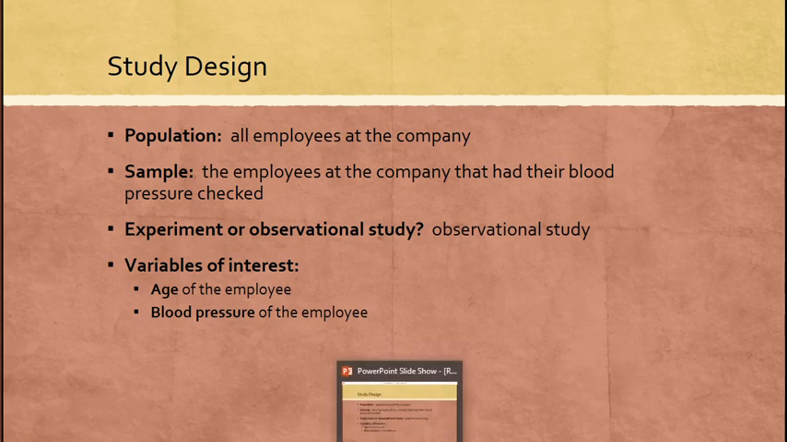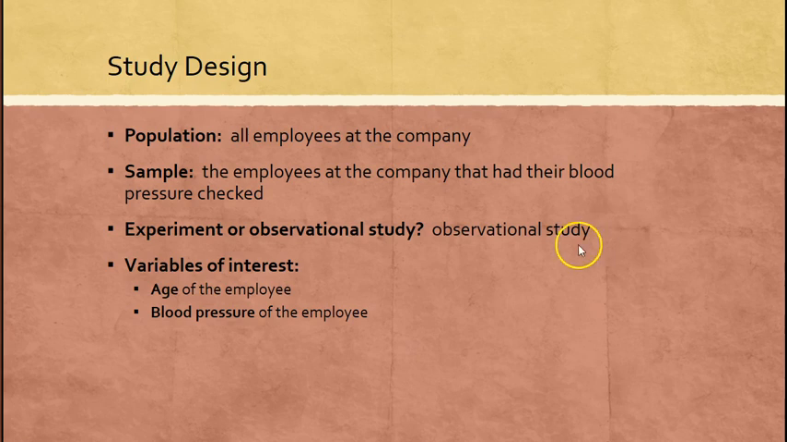As far as the population, that's going to be all employees at the company. The sample is the employees of the company that had their blood pressure checked, which could be all of them, or most, or some. Anyway, we don't know at this point. It's an observational study. There's no attempt at a random selection. There's no treatment here. It was just taking a measure. As far as the variables of interest, one was the age of the employee, the other was the blood pressure of the employee.